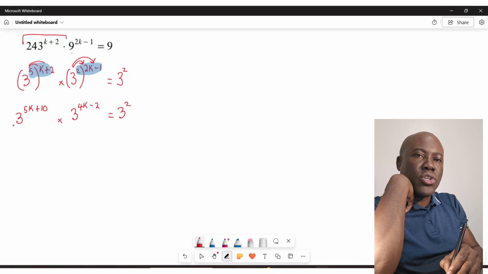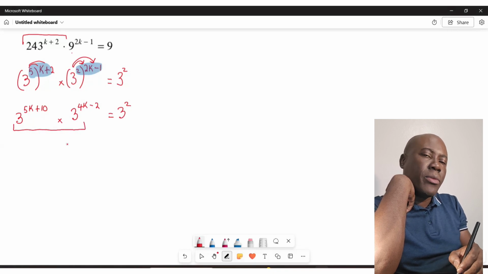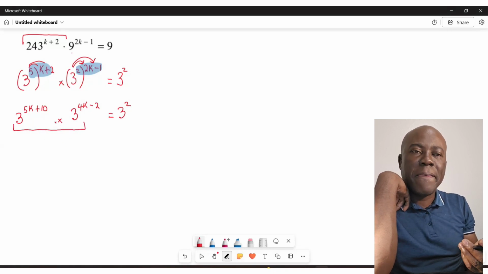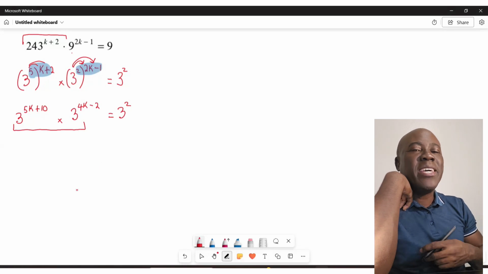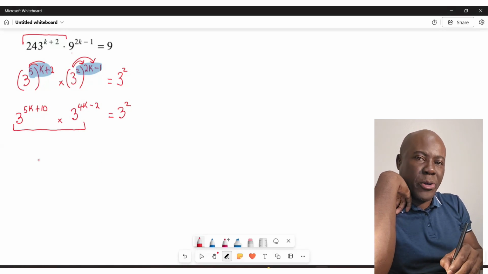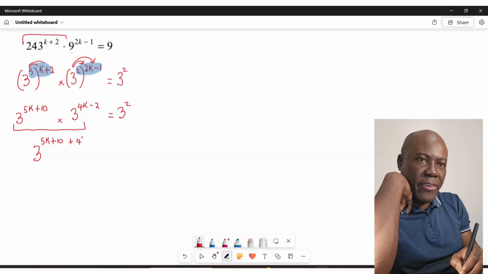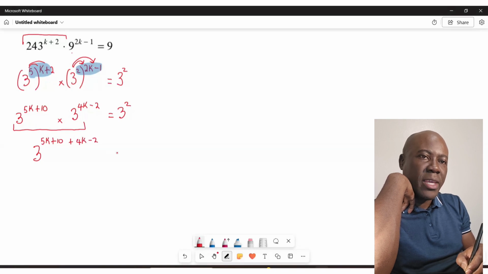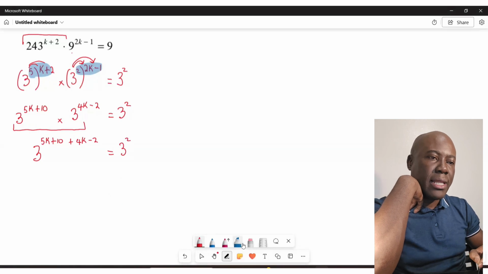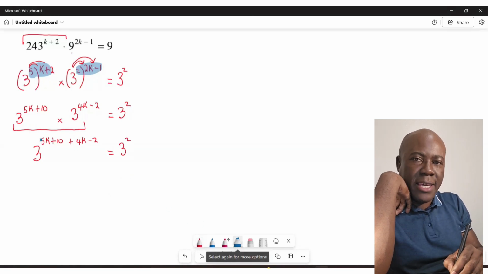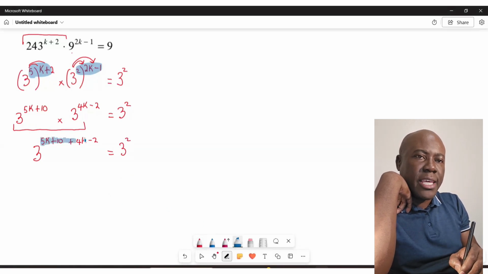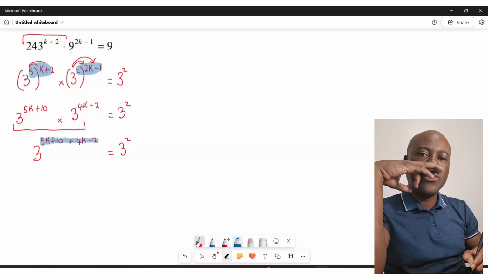Okay, now let us focus on the left side here. We are multiplying with the same base, so basically what we can do is we just add the exponent. So we're going to have the base of 3, and then we're going to have 5k plus 10 plus 4k minus 2, and this is equal to 3 raised to the second power. Let us analyze the left side, because these can be simplified, and we are going to do that.